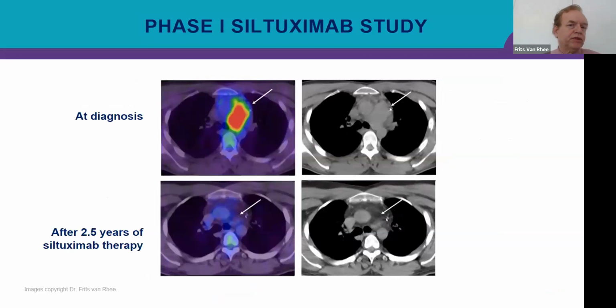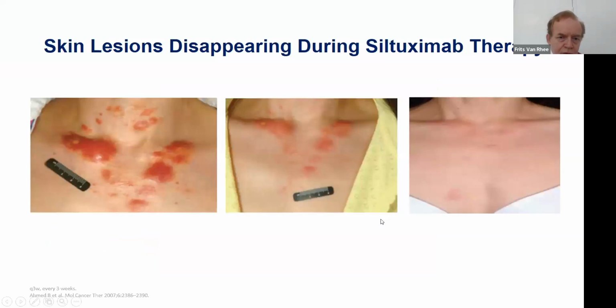This is an example from the phase 1 study. This is one of my patients, a young man who had a large mediastinal mass and some other lymph nodes. And you can see the PET scan before and after 2.5 years of treatment. The FDG avidity is gone, and also the lymph node mass obviously has disappeared here on the CT images. This picture I got from Dr. Kurzrock from MD Anderson Cancer Center in Houston. And this is a patient with skin lesions, and one can see that skin lesions gradually resolve during therapy.